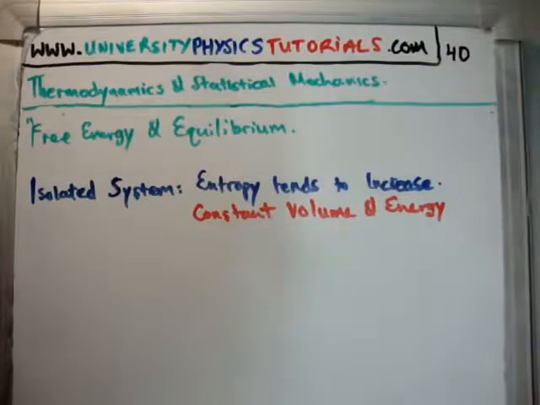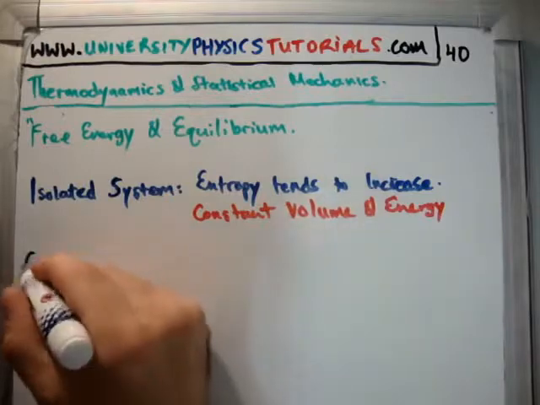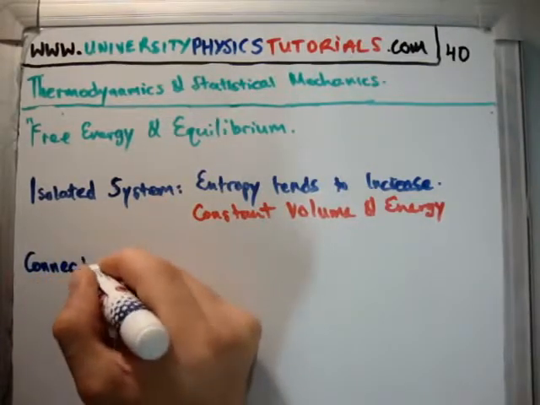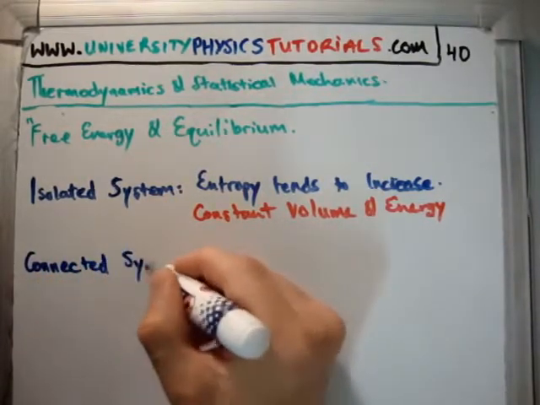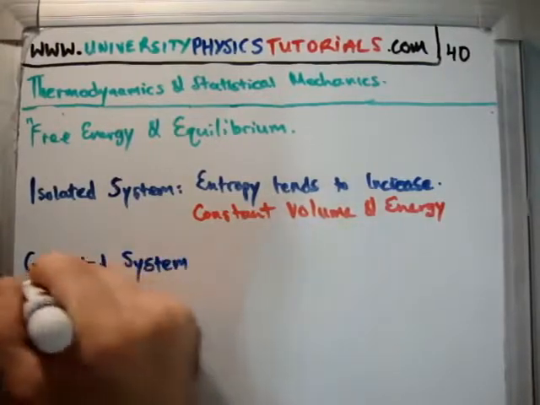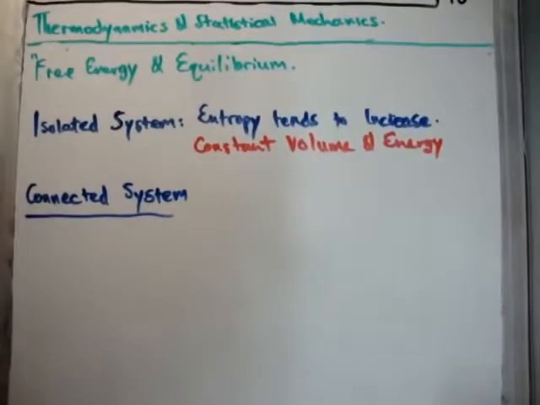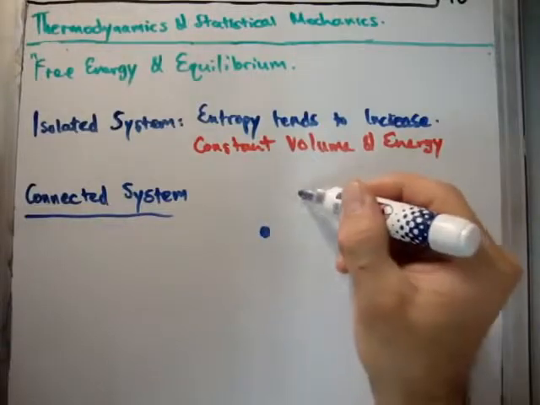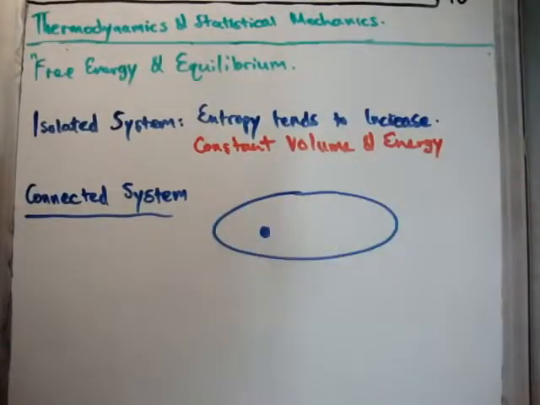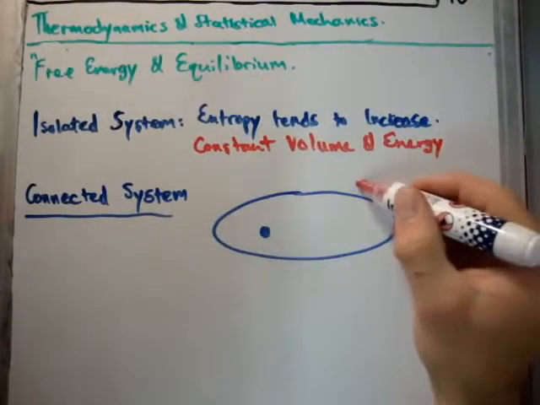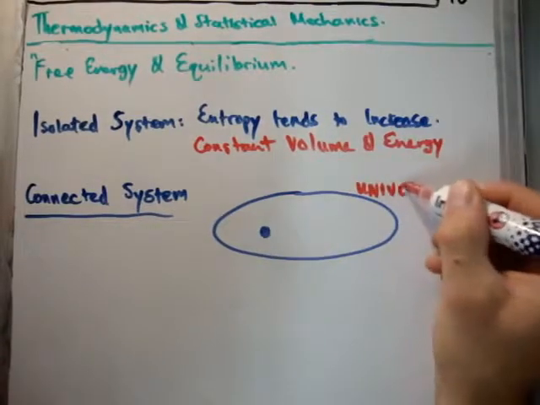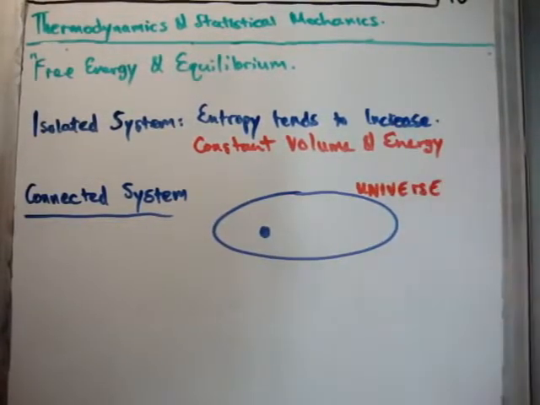Next, let's talk about a reservoir. Let's talk about a connected system. So, what do we mean by a connected system? Let's say I put my system, like a particle, into a reservoir. So here's my particle, and I put it in a reservoir, and I call the whole thing together my universe. Think about putting a single particle into space. That's like putting a particle into a reservoir.